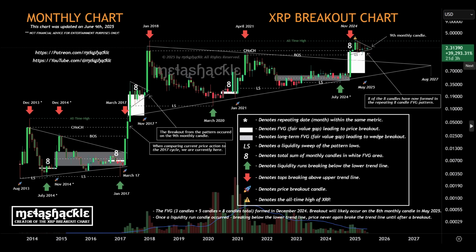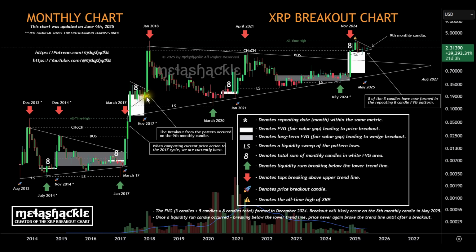Now, if we do not see the breakout in the month of June, which means that we have about 3 weeks left, then that means that this pattern has been broken. Now, by all means, this pattern right here should have a 9 instead of an 8, as the breakout candle did not break out until the 9th.